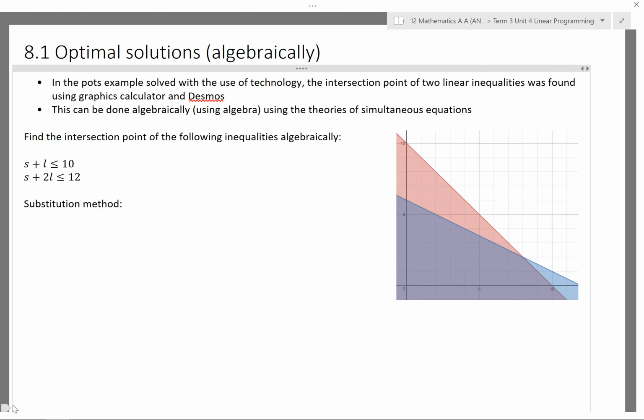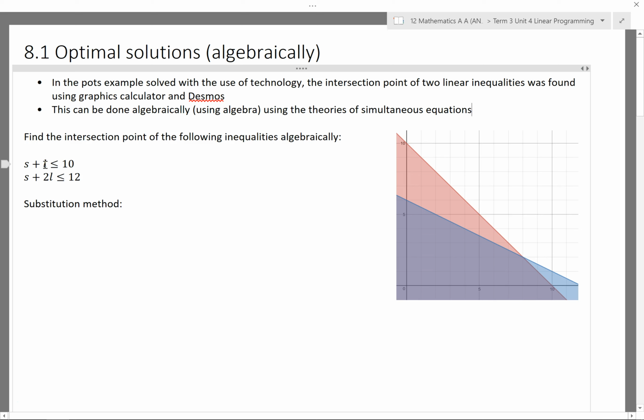This last lesson of linear programming is probably the more challenging one of the 8. In the POTS example, we solved for the intersection point using a graphics calculator and Desmos. We can, however, do this completely algebraically if we don't have a computer, like in an exam, and suppose I've forgotten our calculator, using the theory of simultaneous equations. We're trying to find the intersection point of these two inequalities.